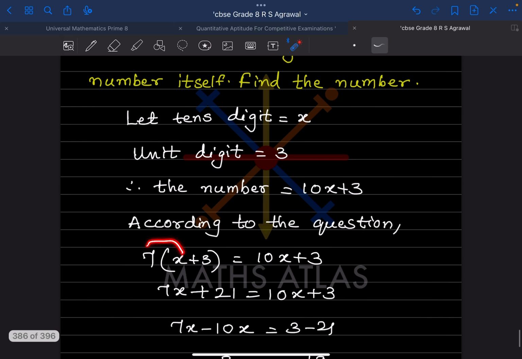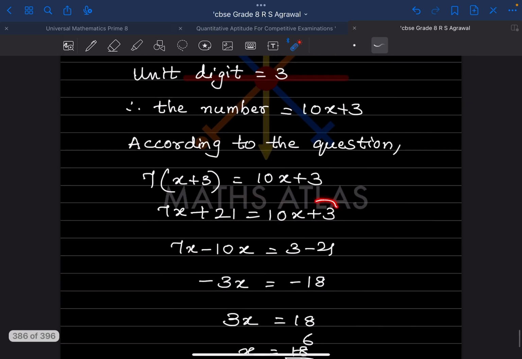So now you're going to expand this one: 7x plus 21 equals 10x plus 3. Now you'll bring the like terms together. So 7x, and if you bring the 10x here, that is going to be minus 10x. And this is already 3. If you take this plus 21 to the other side, that is going to be minus 21. So minus 10 plus 7 is going to be minus 3, so minus 3x here, because both places there is x.